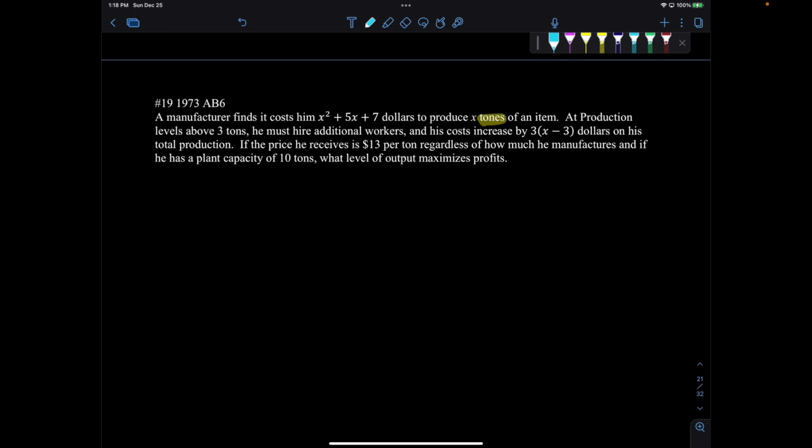Okay, we're trying to maximize profits, and we need to write a function for profits. And I think it's going to be a piecewise function, like 0 to 3 and then 3 to 10. So I'm going to call it P of x. And it's going to have 2 branches. We're going to go 0 to 3 and then 3 to 10. So from 0 to 3, I'm going to say you make 13 times however much you make minus whatever it costs you. So minus x squared plus 5x plus 7. And that's going to be between 0 and 3.